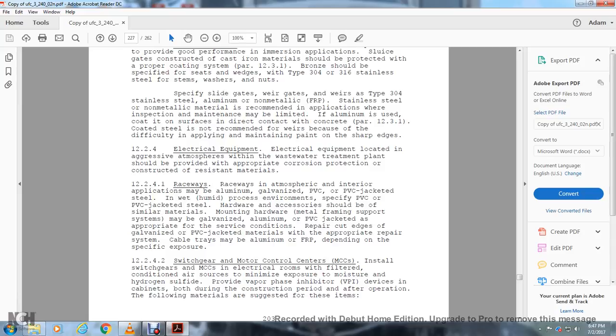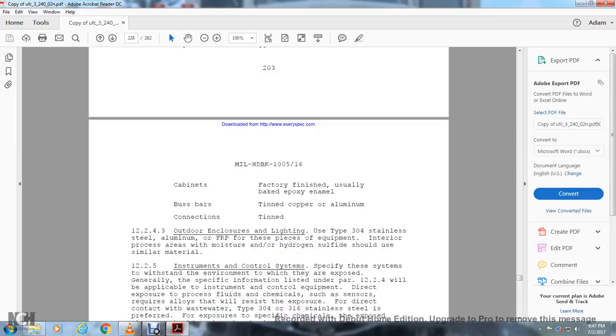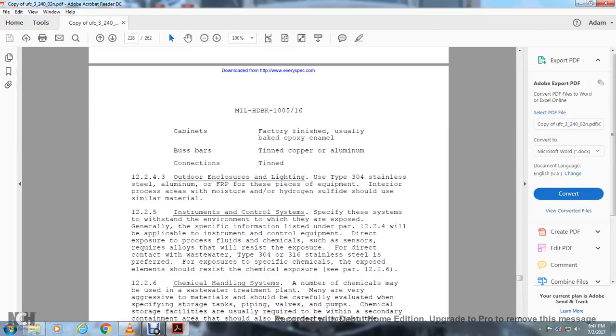Cable trays may be aluminum or FRP, depending on the specific exposures. Switchgear and motor control clearances: in switchgear and motor control electrical rooms, provide filters and a controlled air source to minimize exposure to moisture and hydrogen sulfide. Provide vapor phase corrosion inhibitor devices in the cabinets during the construction period and afterward during operation. The following materials are suggested for these items. Cabinets: factory finish, usually baked epoxy enamel. Bus bars: tin, copper, or aluminum, with tinned connections.